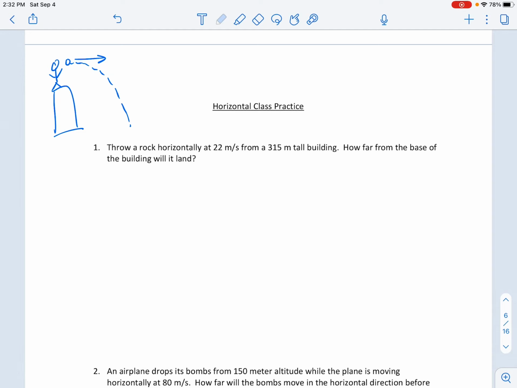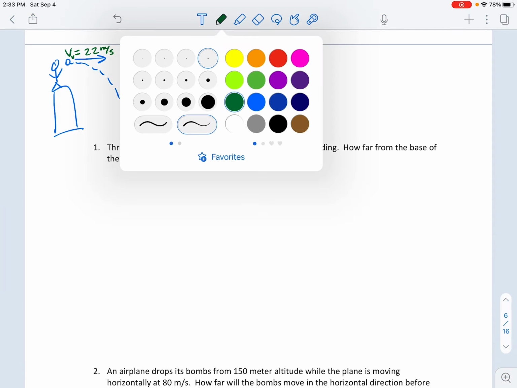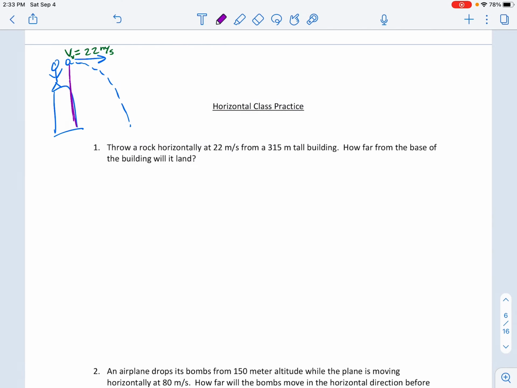This is the situation. So now I'm going to say, well, they gave me a velocity of 22 meters per second. This is how fast the ball was moving forward when I threw it. So this specifically would be along the horizontal axis from a 315 meter tall building. So this height is 315 meters. How far from the base of the building?